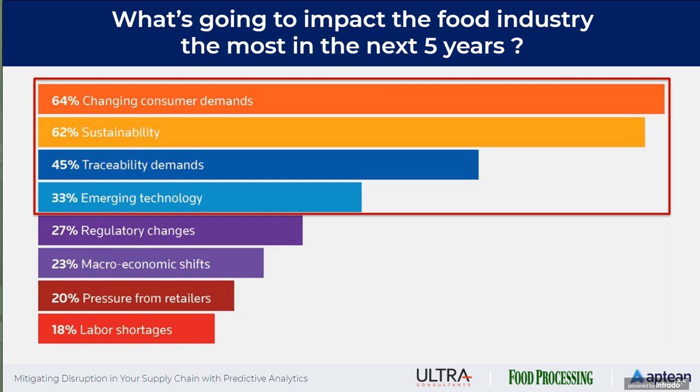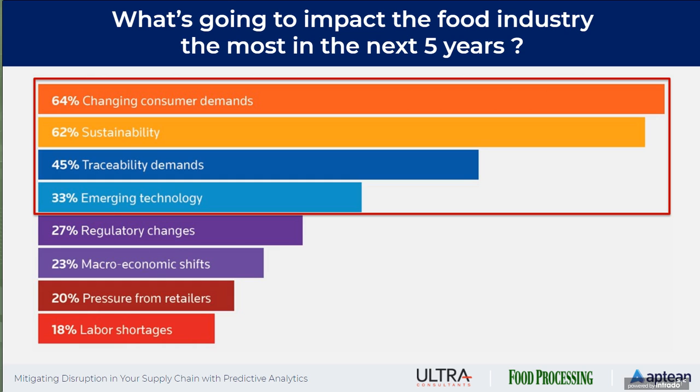You got 64% with changing consumer demands and 62% with sustainability. You might as well say that's a tie. So consumers now have a voice today in food. Many years ago, consumers didn't have that voice. We didn't have social media. We didn't have the internet. And basically, consumers had to buy and eat what food manufacturing companies made. But now they're having a voice with that: gluten-free, non-GMO, healthier alternatives, plant-based. And I could go on and on and on with the various consumer demands.